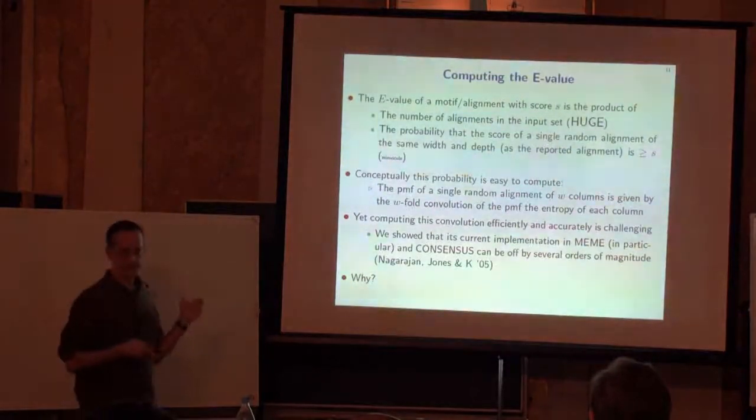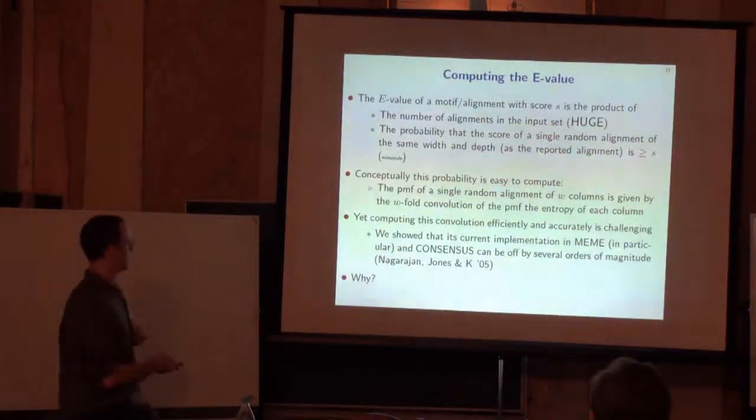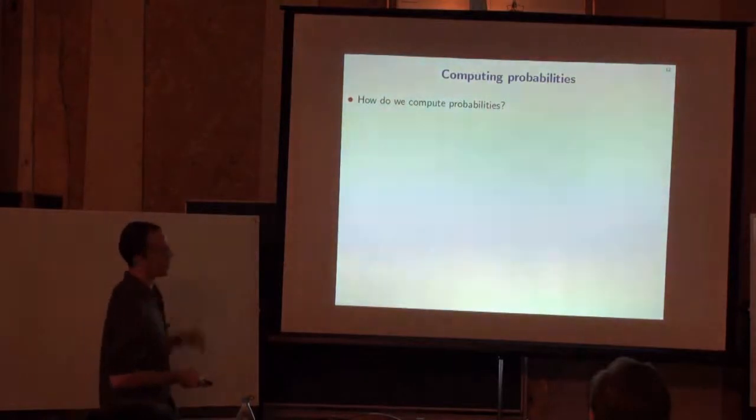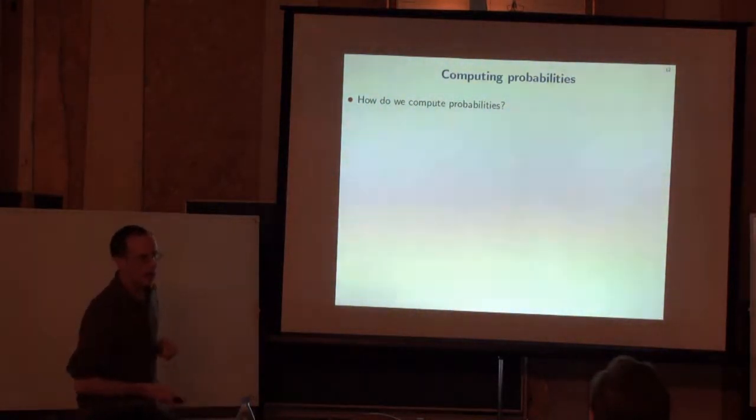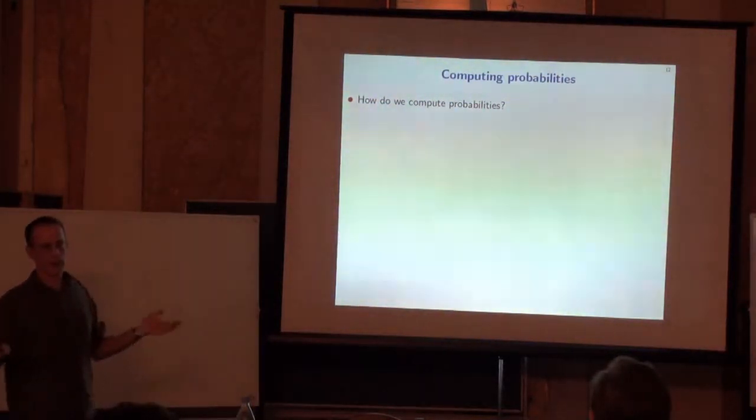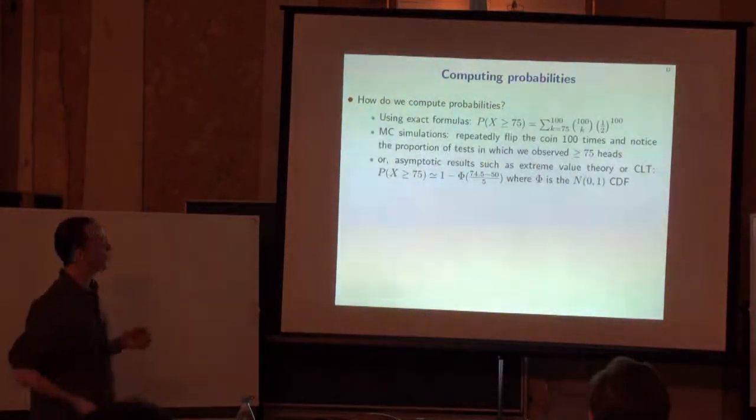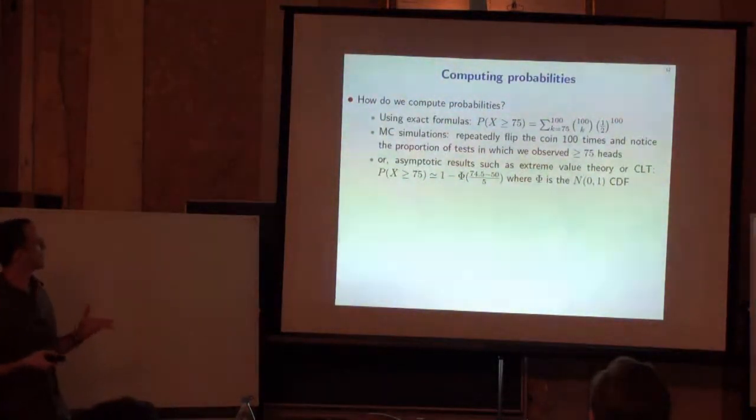So why is that? I won't go into the details, but just a very high-level explanation of what's going on. Okay, so I need to compute probabilities. How do I compute probabilities? There are three ways I can think of. One way is to use an exact formula.